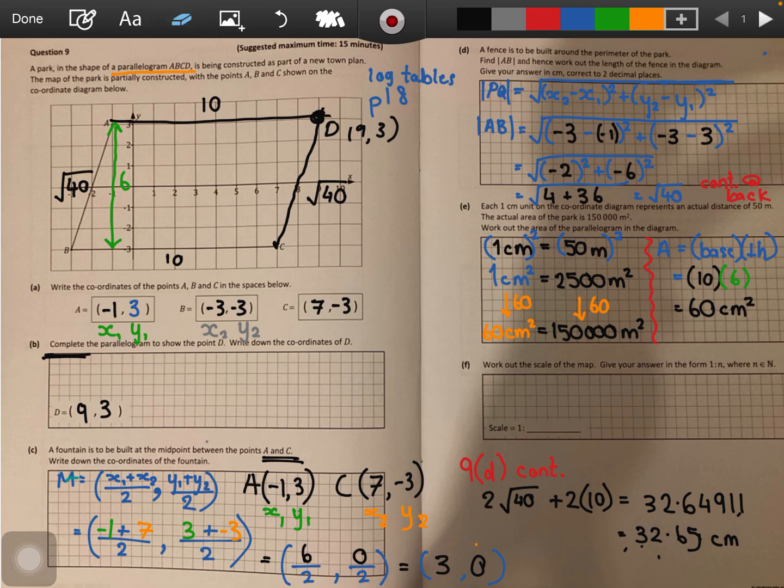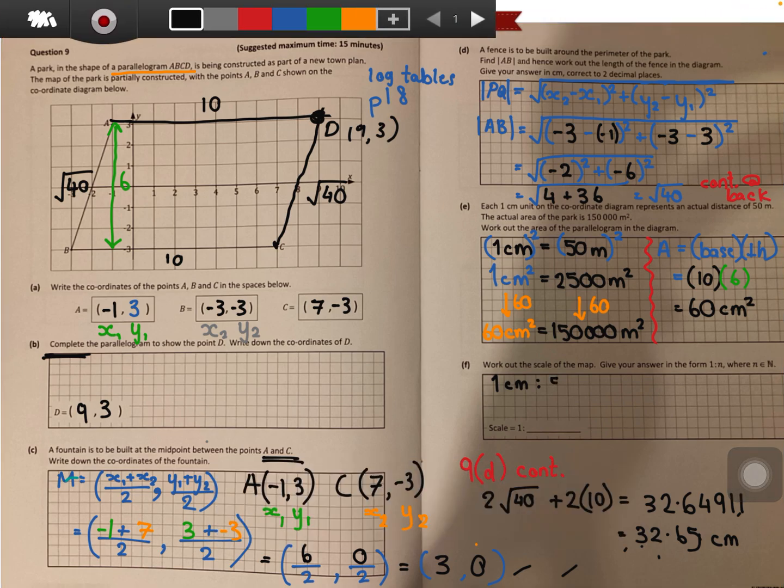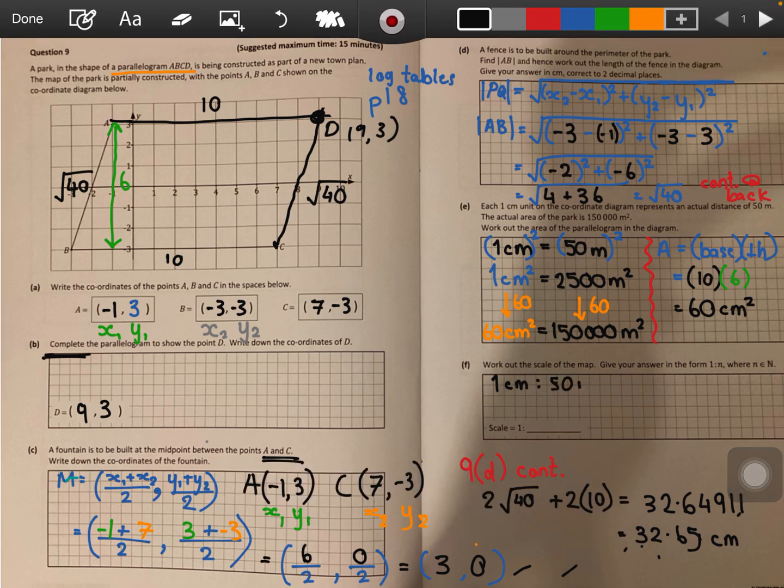Okay, and then the last part F says work out the scale of the map. Give your answer in the form 1 to n. Now, we have been given that 1 centimeter is to 50 meters. To write a scale, you cannot use this idea of changing the units really.